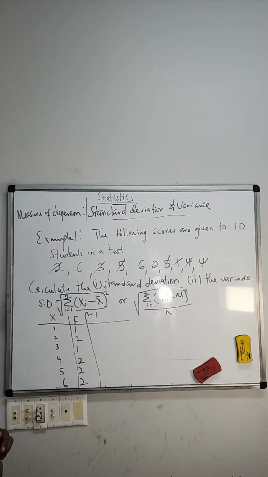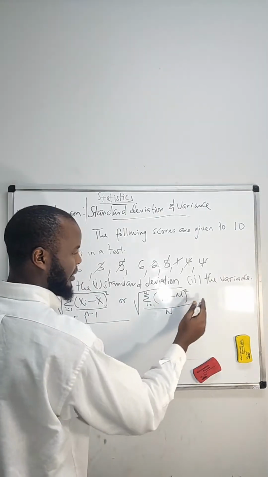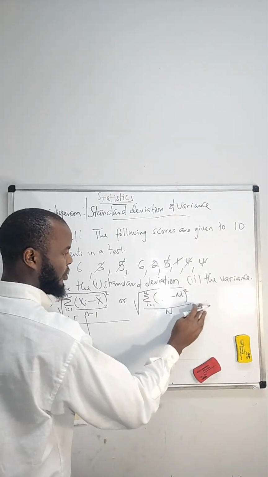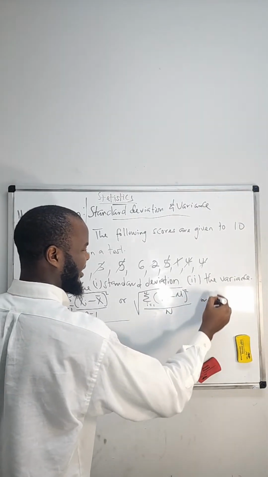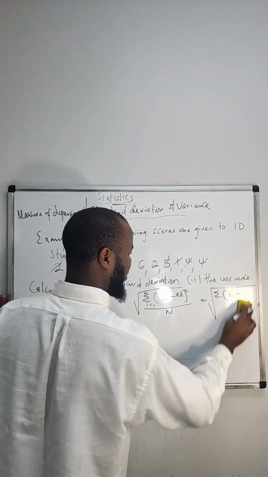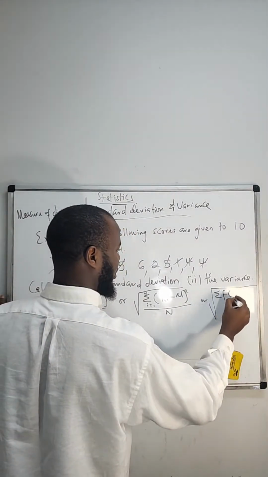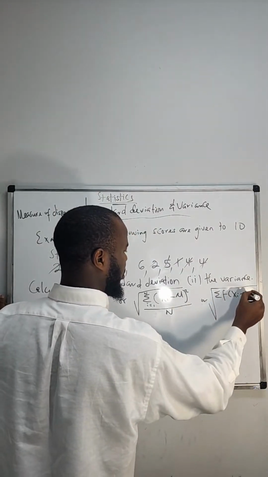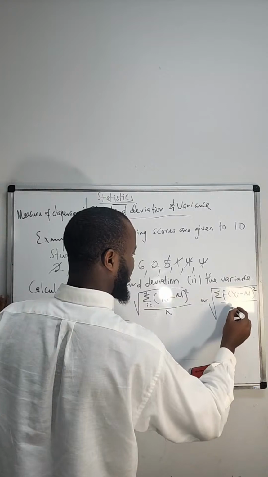Now, this is the general form for calculating standard deviation. What if we have frequency? You multiply by the frequency. So in this case this is now equivalent: if you have frequency, you can use summation f times xi minus mu, squared, over summation f.